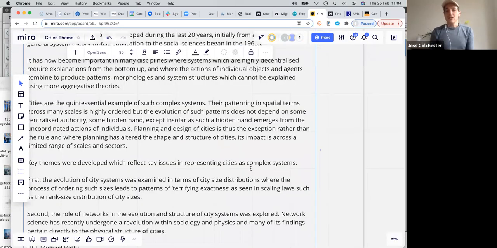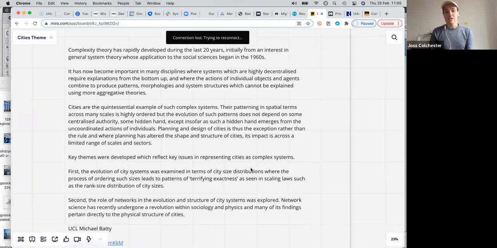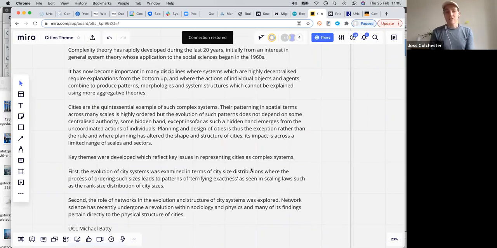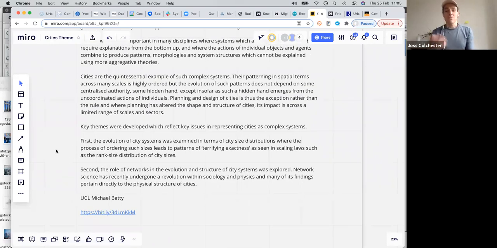Planning and design of cities is thus the exception rather than the rule, and where planning has altered the shape and structure of cities, its impact is across a limited range of scales and sectors. So a lot of stuff in cities happens through self-organizing emergent processes, and planning can shape and influence that, but actually it's driven a lot by these peer interactions.